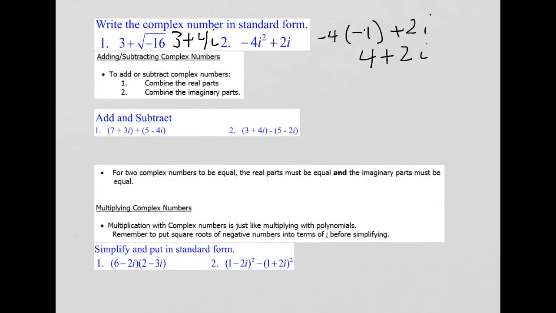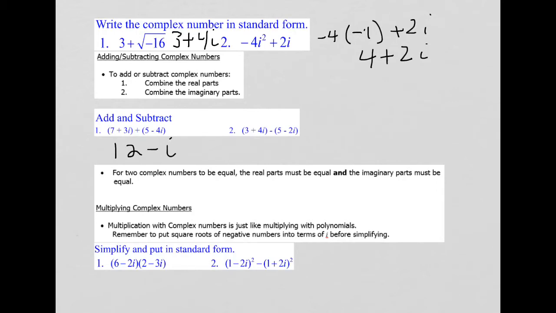Okay, adding and subtracting complex numbers. To add or subtract complex numbers, combine the real parts and combine the imaginary parts. So here we're going to add, so 7 plus 5 is 12, and 3i minus 4i is minus i.